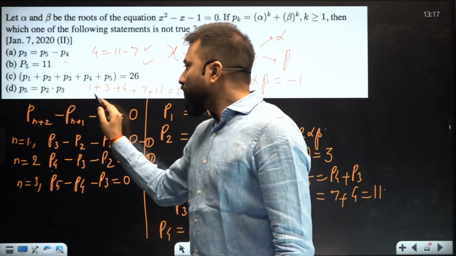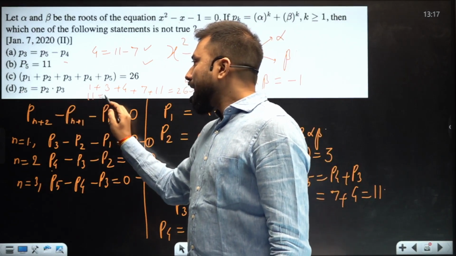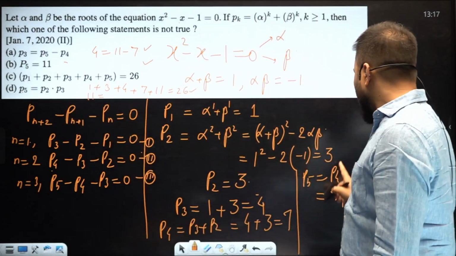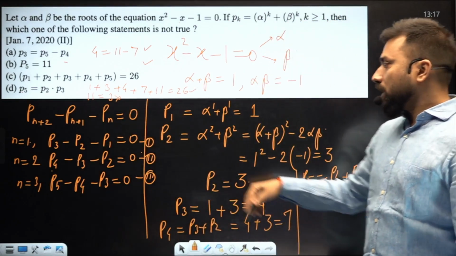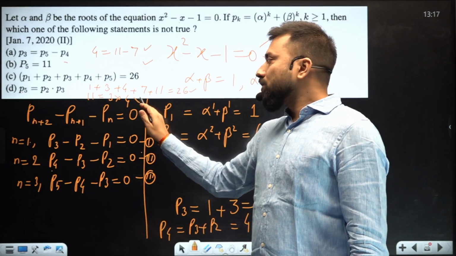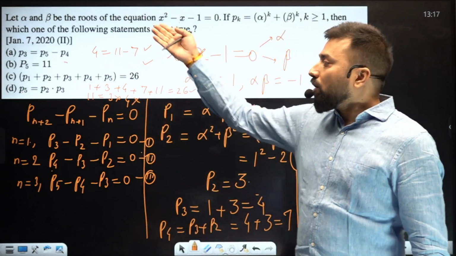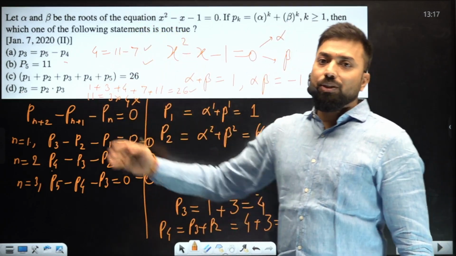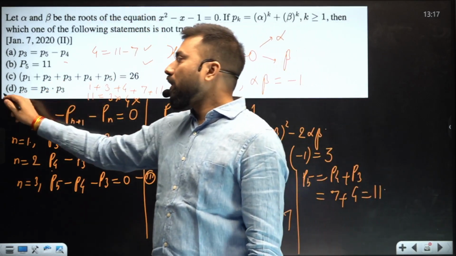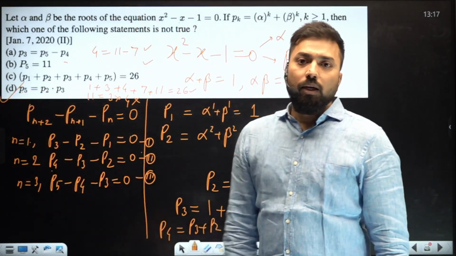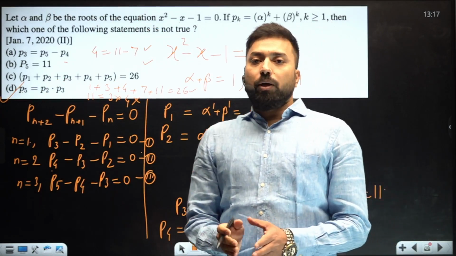Now what is the value of P5? P5 is 11, equal to P2, which is 3, into P3. Now what is the value of P3? P3 is 4. So this option is wrong, right? So out of all these 4 options, option D is wrong. So the answer for this particular question would be option D. Okay. I hope this is clear to you. Okay. Thank you.